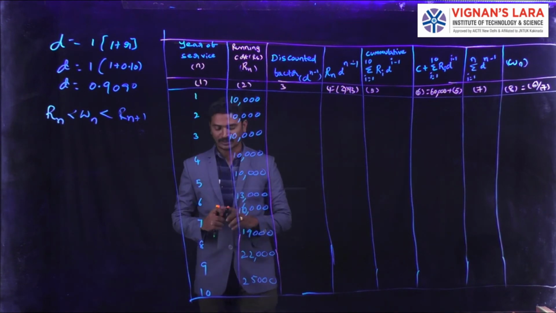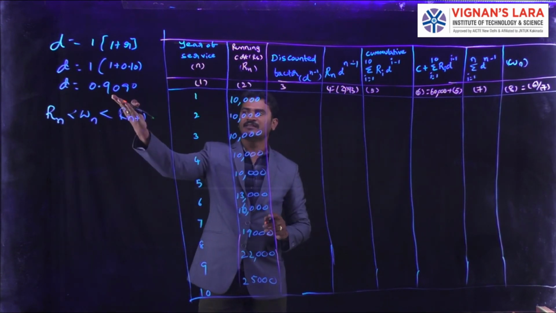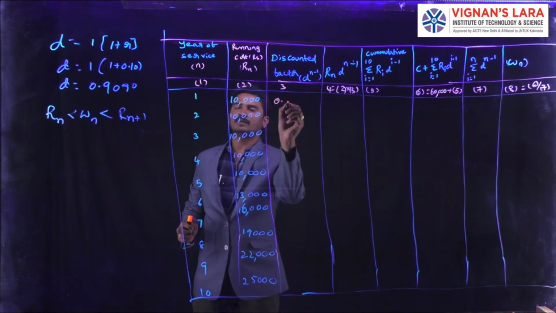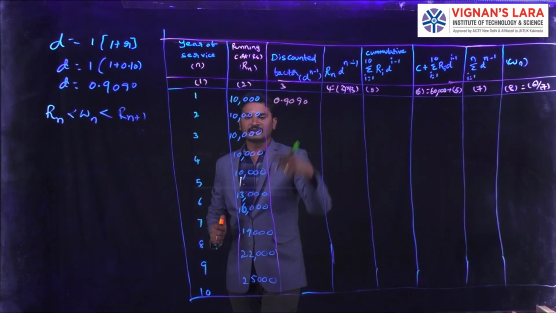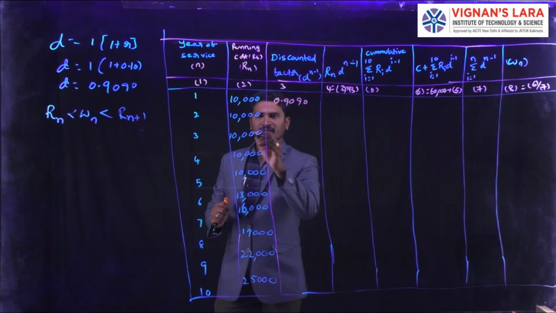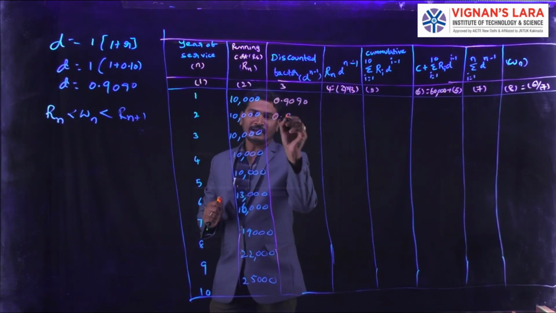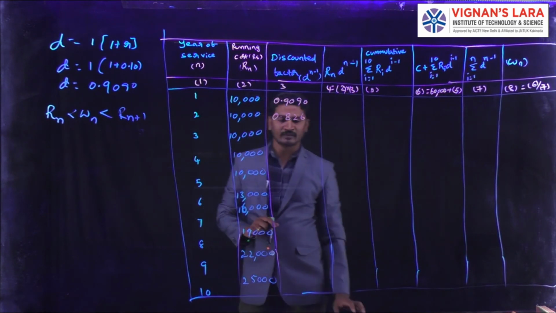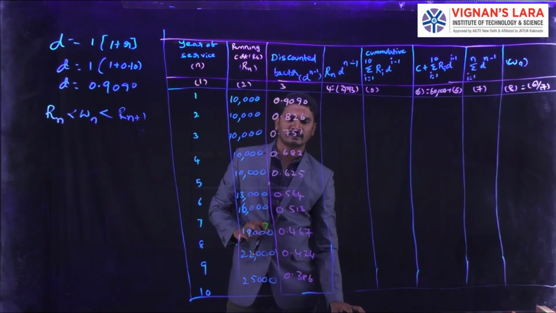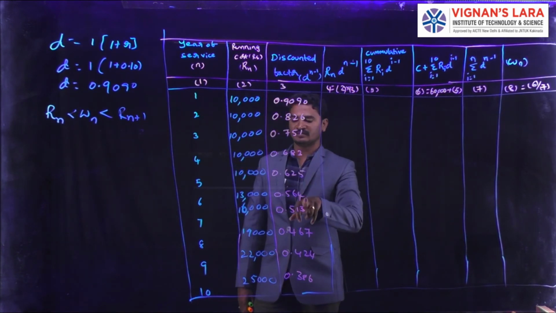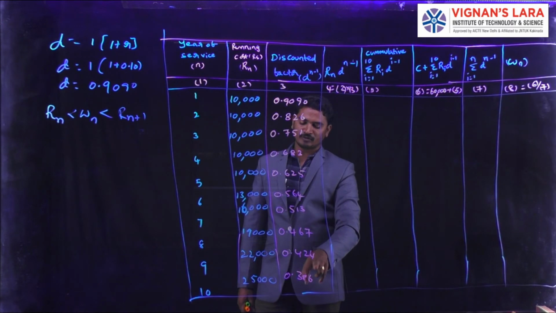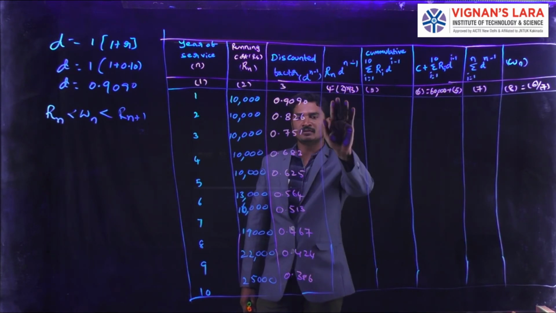Here we know the discount factor. For the first year it is 0.9090, that is d power n minus 1. Likewise we are going to calculate for 10 years. For the second year it is 0.826, and like that we calculate every year: third year 0.751, fourth year 0.683, fifth year 0.625, sixth year 0.564, seventh year 0.513, eighth year 0.467, ninth year 0.424, 10th year 0.386.